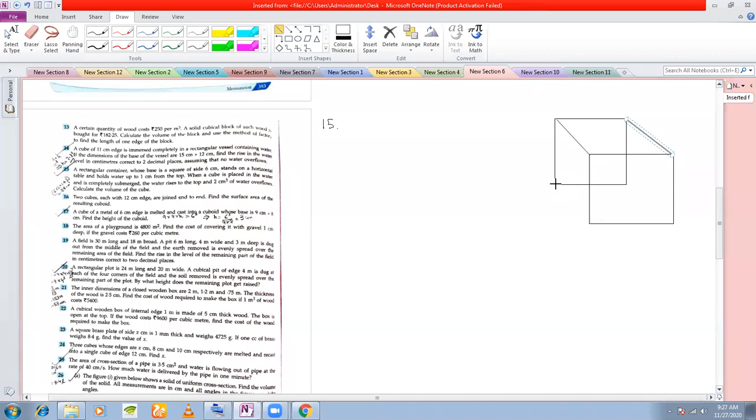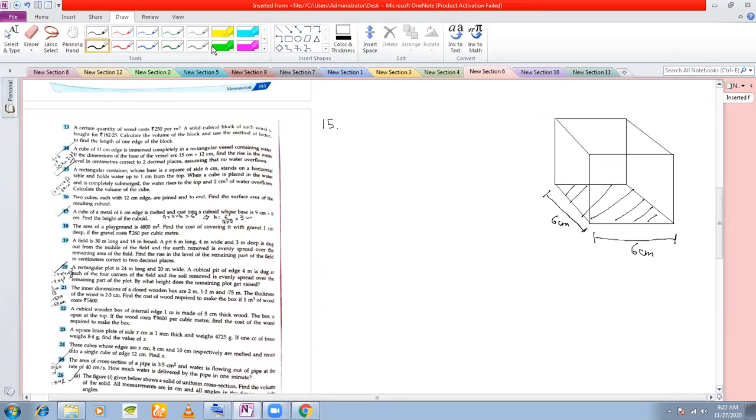This is a rectangular container or a cuboidal container whose base is a square. Okay, base is a square of side 6. What do you mean by base square? This is 6 and this is also 6. So this container, the base is a square. That base is a square means this one here, this is a square.